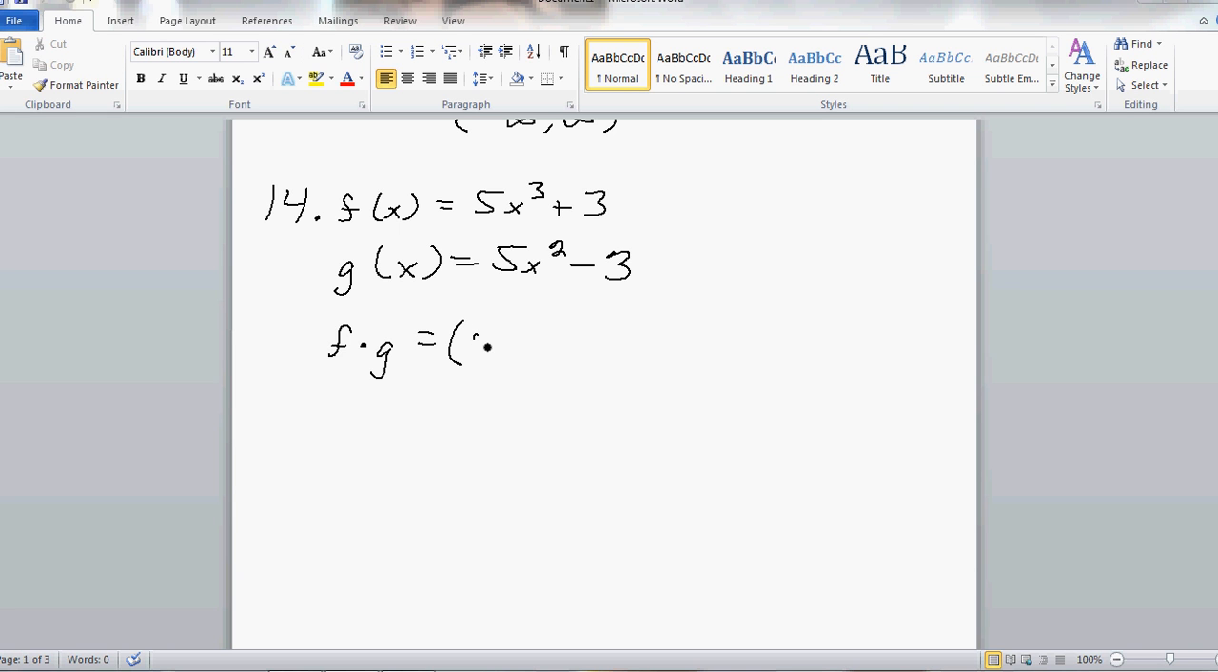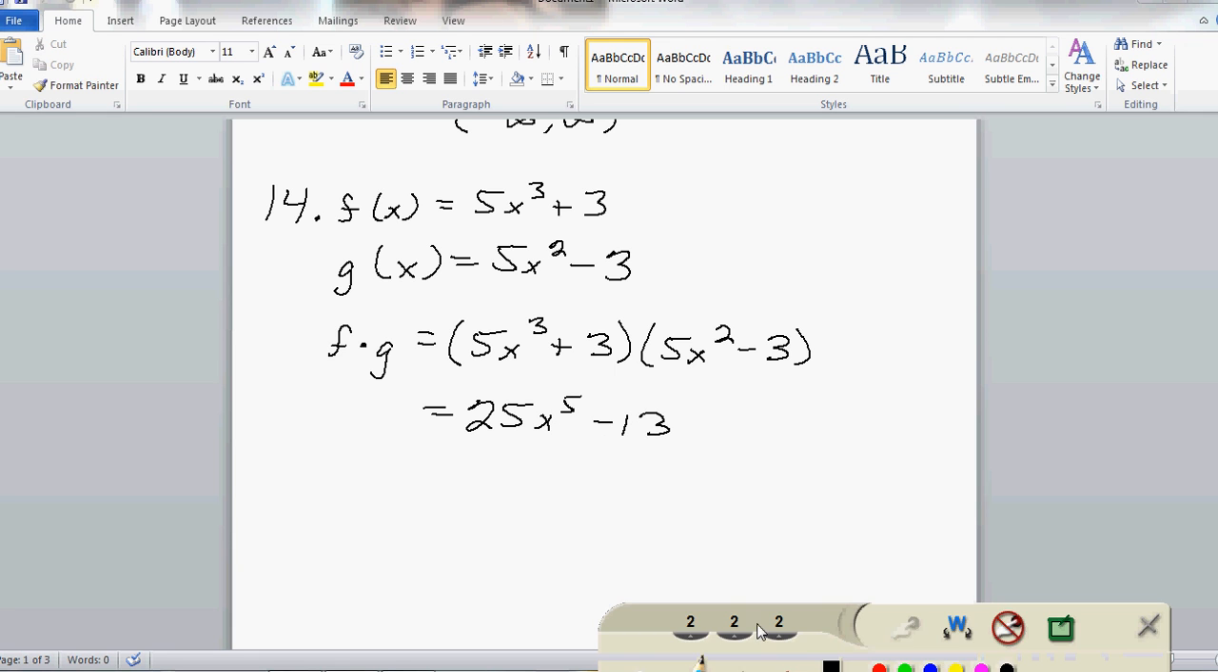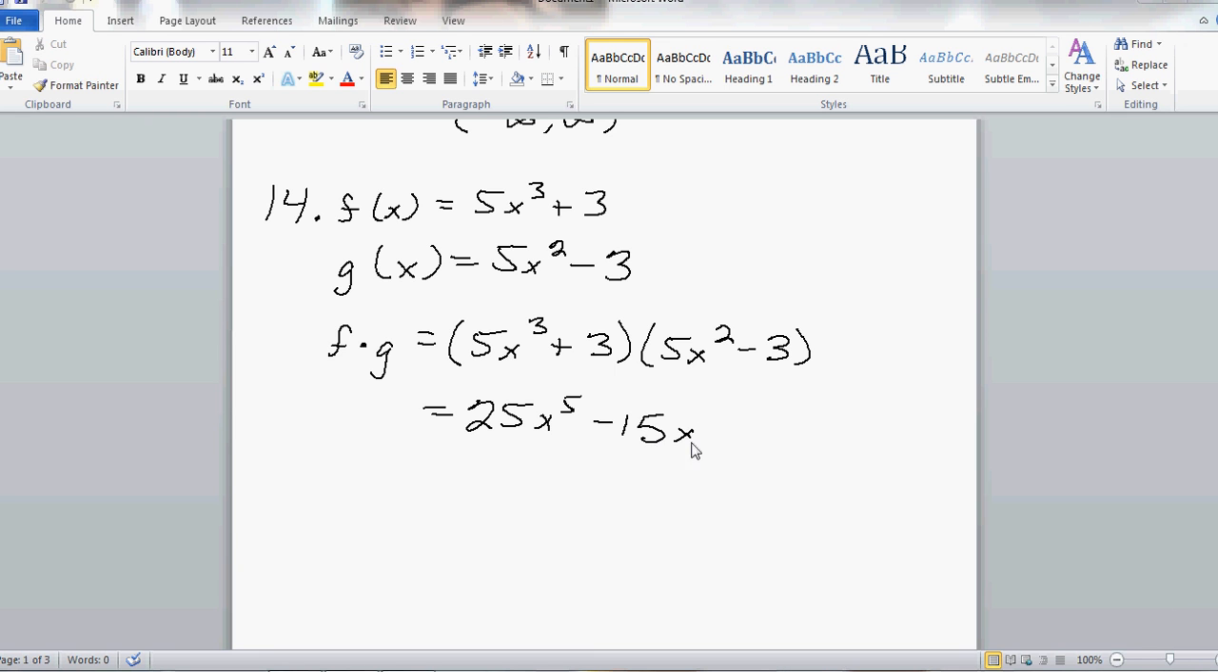And once again, I'm going to remain in the habit of, once we're doing these operations, putting the entire function inside a set of parentheses so that I don't forget to do something important. For example, FOIL. If I don't FOIL, I'm going to get the entirely wrong answer. And so, multiplying this out, we're going to get 25x to the 5th minus, let's try 15, not 13, minus 15x cubed plus 15x squared minus 9.